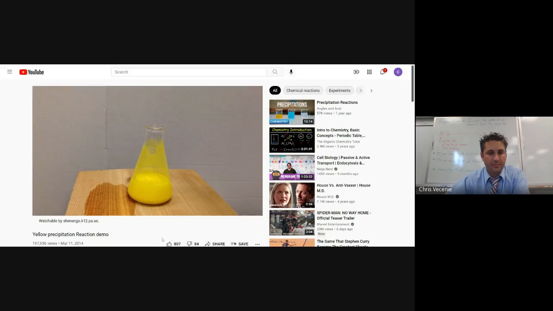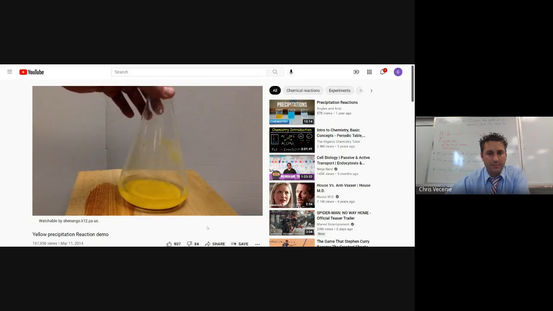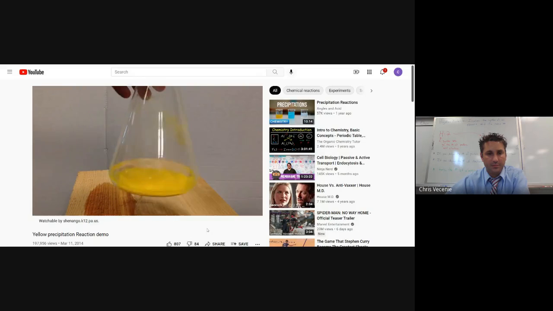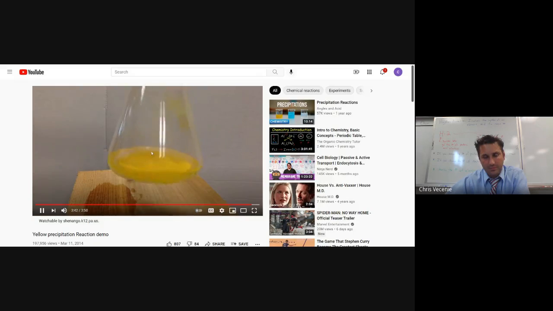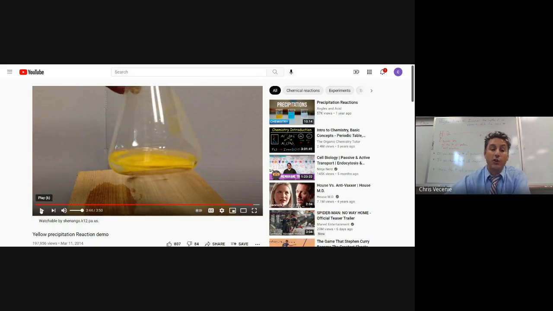We'll get something like this. This is a reaction I did about an hour or so ago, and you can see here that the clear solution is the potassium and nitrate ions, and the solids are at the bottom. He's trying to show you that you have a clear liquid there, and it's a yellow solid. It was a yellow precipitate.